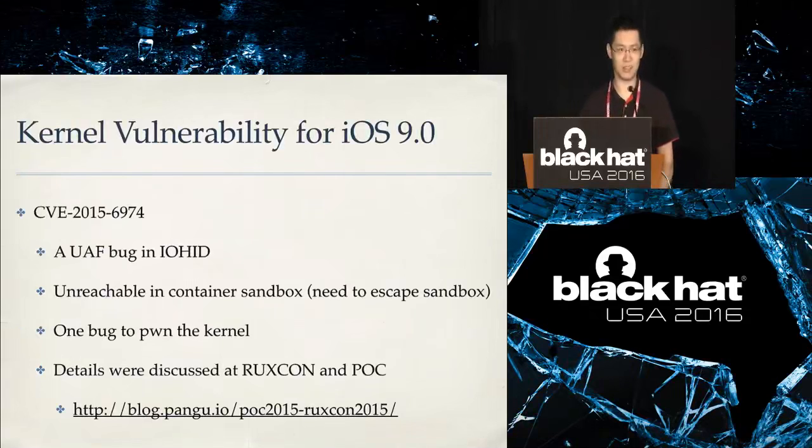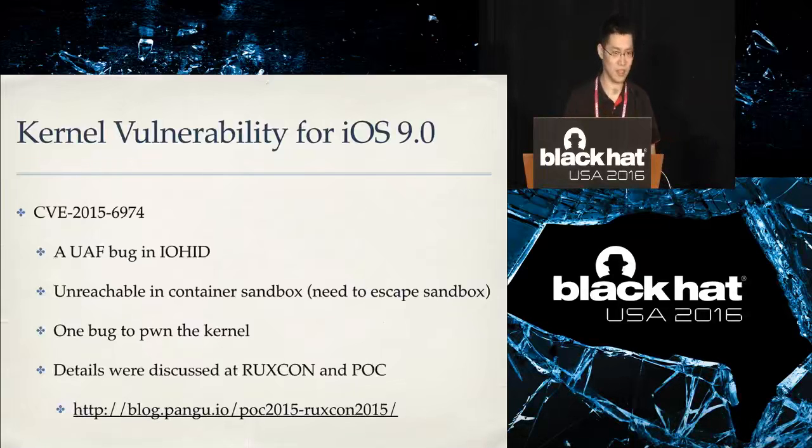Due to the time of this talk, we will not give very detailed descriptions of all the kernel vulnerabilities used in our jailbreak. We will give a short description of those 3 kernel vulnerabilities. So the first one is what we used in the iOS 9.0 jailbreak. It's actually a use-after-free bug in IOHIDFamily. It's actually very easy to find if you audit the source, because IOHIDFamily is open source.